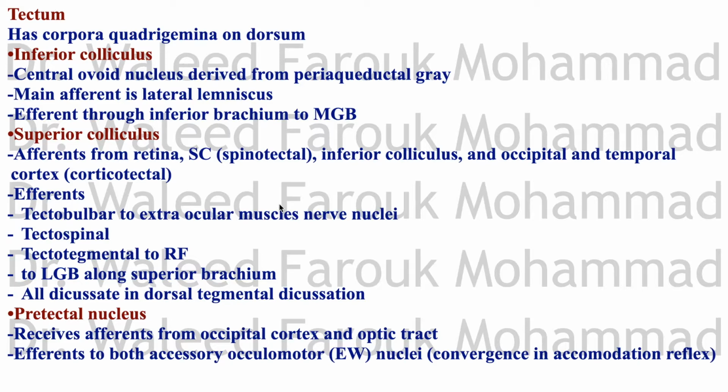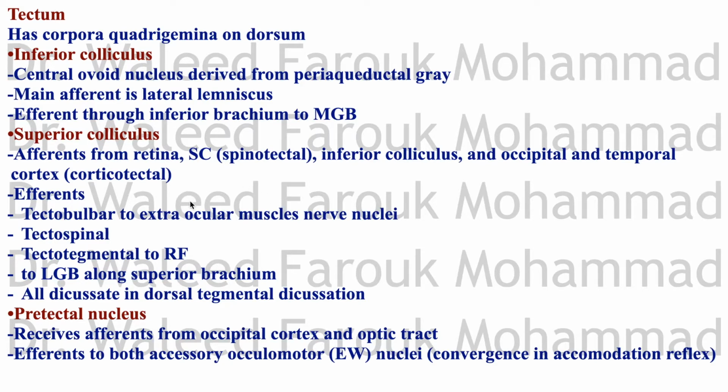While the superior colliculus afferents from the retina because it's in the visual pathway. The spinal cord, these fibers are called the spinotectal, inferior colliculus also, and occipital and temporal cortex called corticotectal fibers.